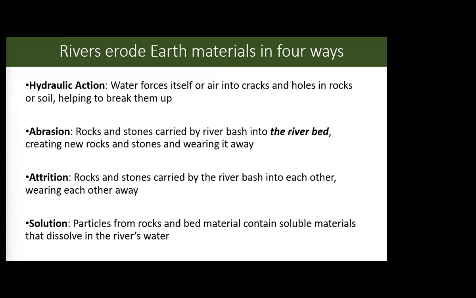So how do rivers erode? They erode in 4 different ways. We have hydraulic action, which is the actual movement of the water itself. It's forcing itself into cracks, and that force is going to widen them, push them open, and break them apart.